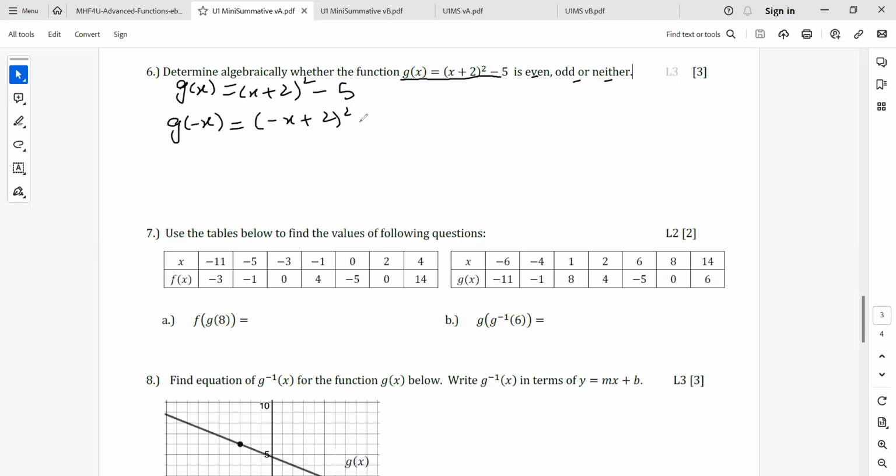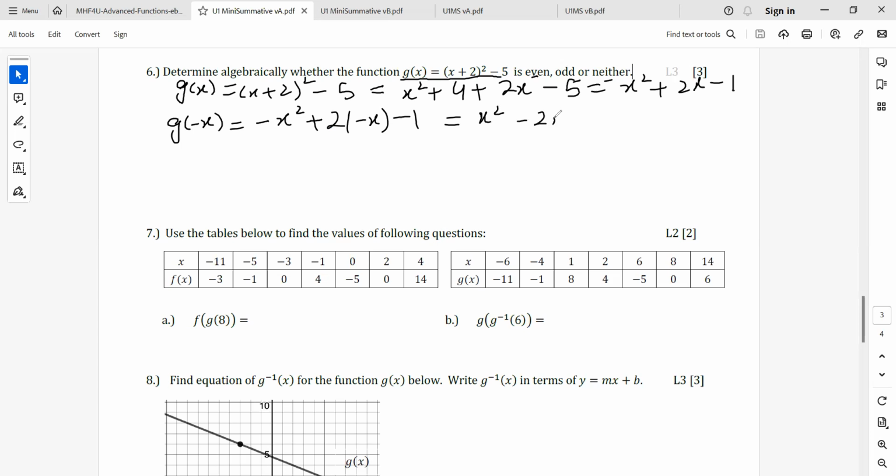Do you remember this? Yes, I do. How are we going to check whether the function is even or neither? We can solve it over here like a square plus b square plus 2ab minus 5, which is equal to x square plus 4x minus 1. Now we can put the negative sign in our new g of x: minus x plus 2 whole square minus 5, which will be equal to x square minus 4x minus 1.